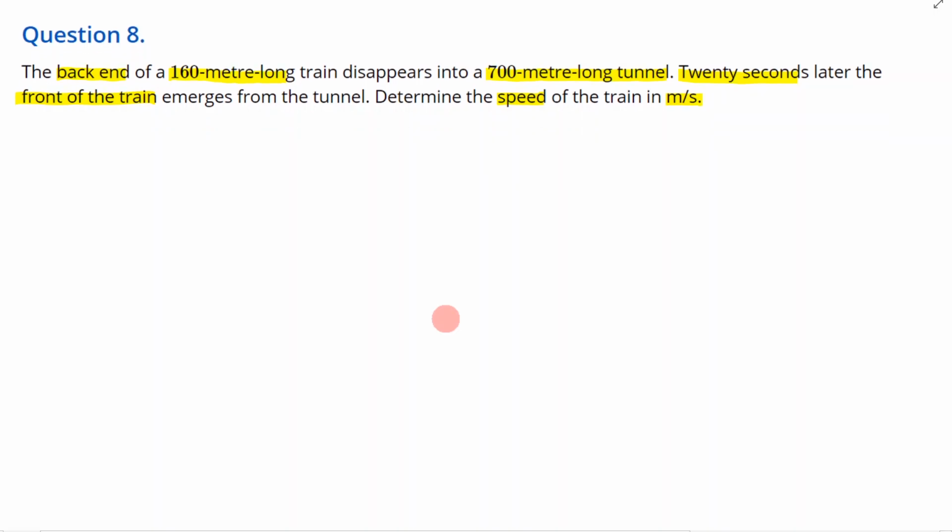The first time I read this question, I found it very hard to visualize what was going on. Whenever you're having trouble trying to picture what's going on, what do you think you should do? That's right, you should draw a picture.